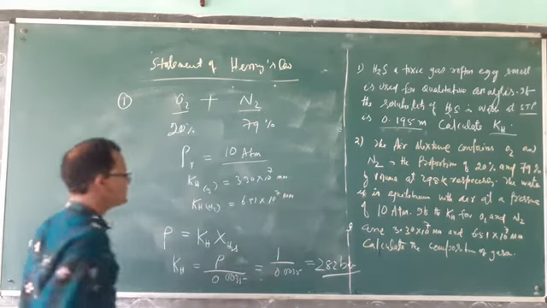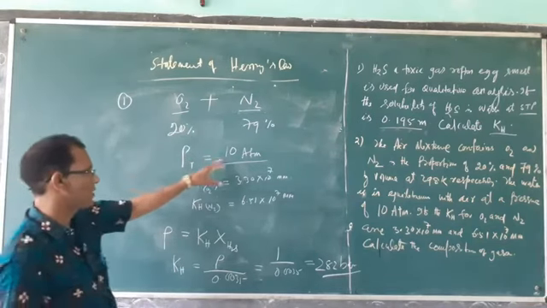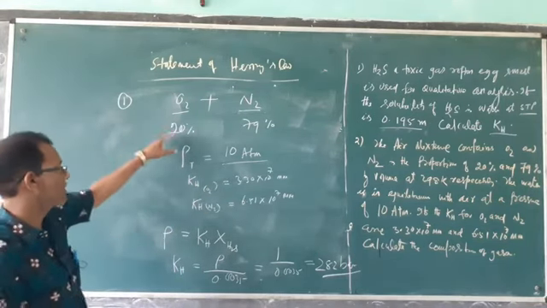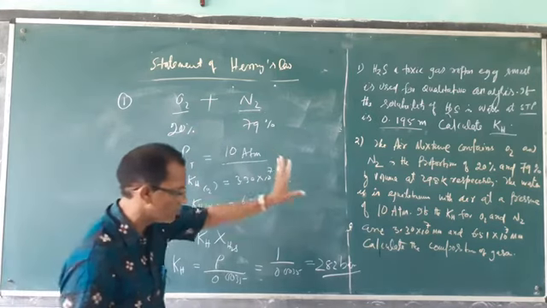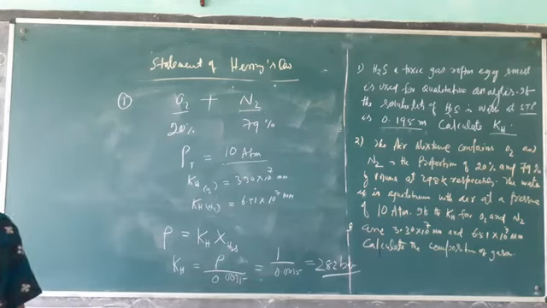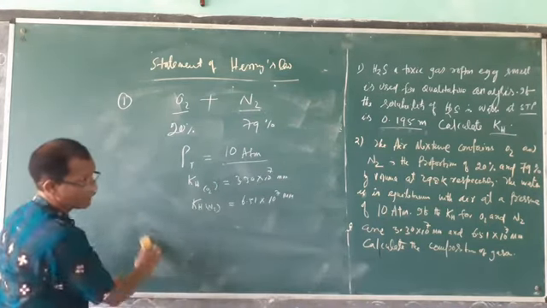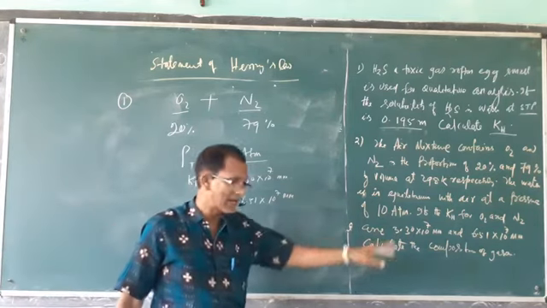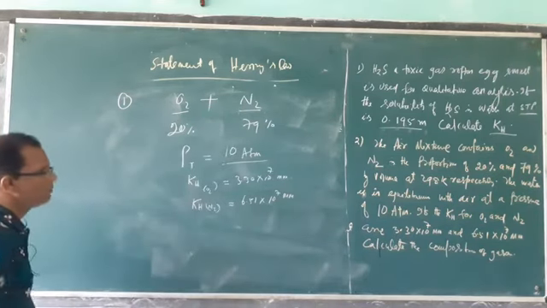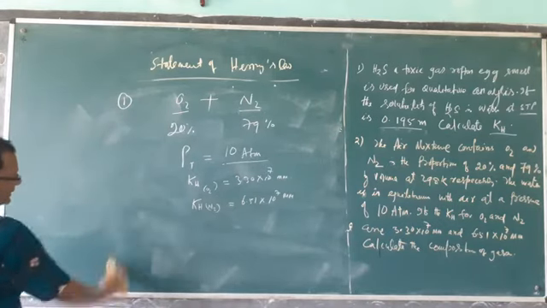Okay, the KH value of oxygen, the KH value of nitrogen, the total pressure of gas, and the percentage of oxygen and nitrogen are given. But what is the question? Calculate the composition of gas in terms of mole fraction. We will calculate how much mole fraction of oxygen and nitrogen is available in the mixture. It will be calculated this way.